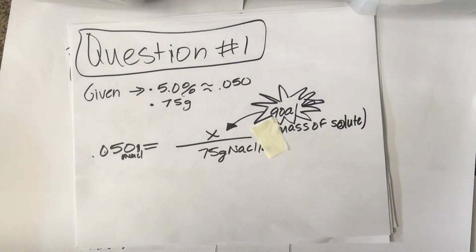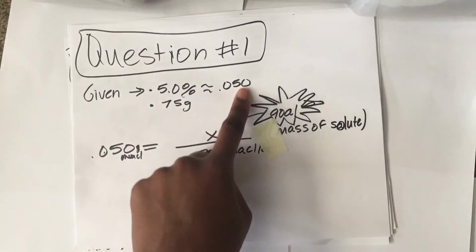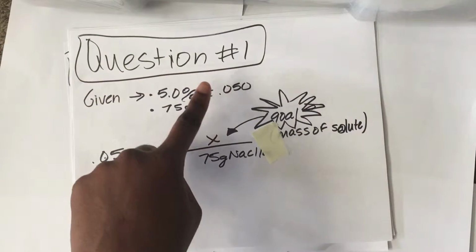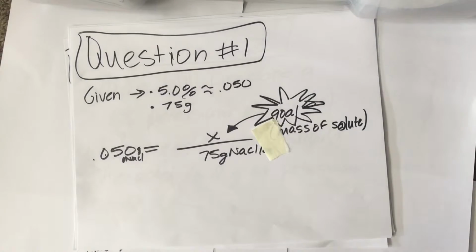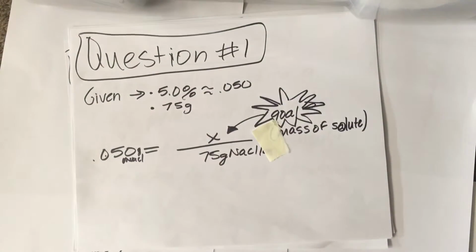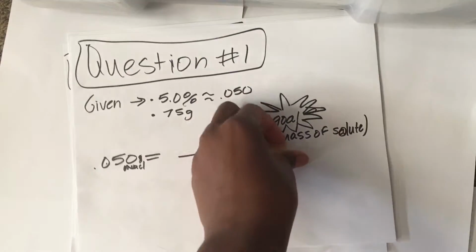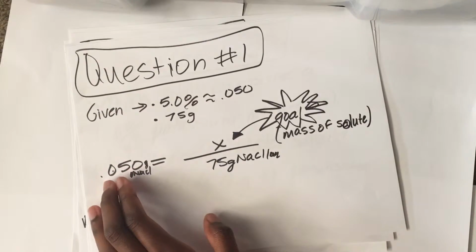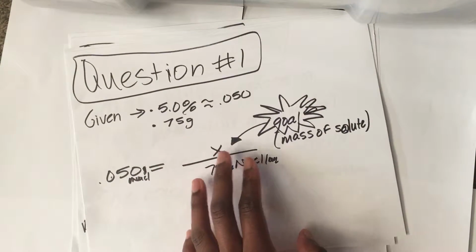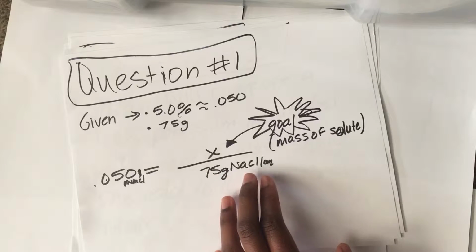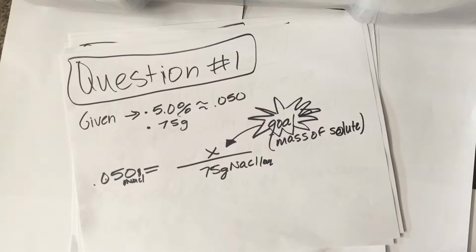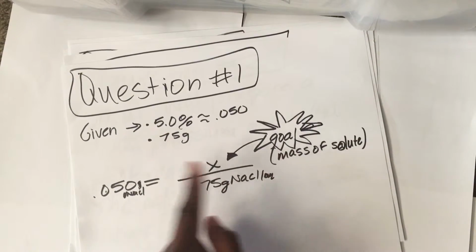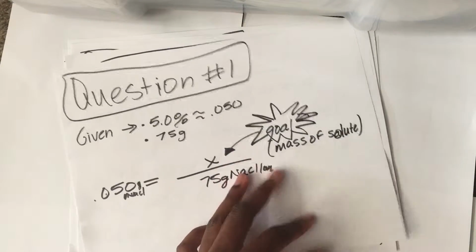Okay, the given is 5%, which we're going to change to a decimal, which is 0.050, because whenever you're doing percent, you go over to the right 2, so if you do a decimal, you go over to the left 2. And also 75 grams of NaCl aqueous. So whenever I'm setting up this equation, I would do 0.050 equals X over 75 grams of NaCl aqueous, which is the solution. Then I'll just multiply by 75 on both sides to get X, which is the mass of the solute.